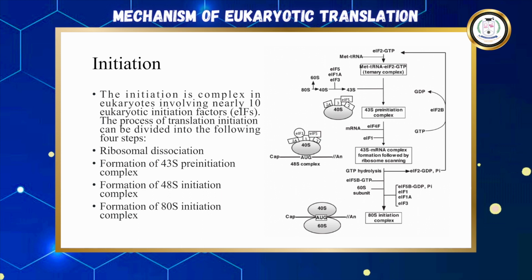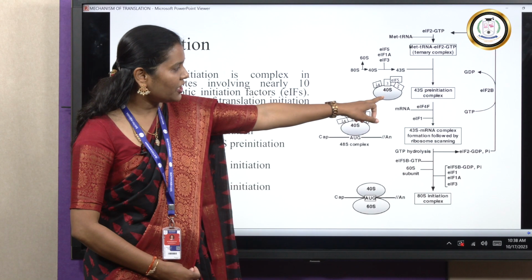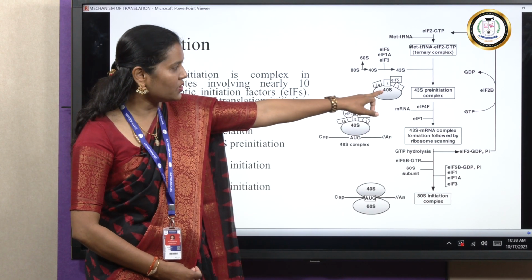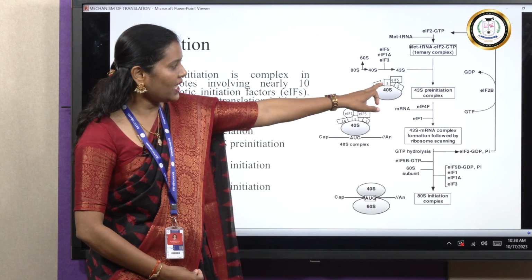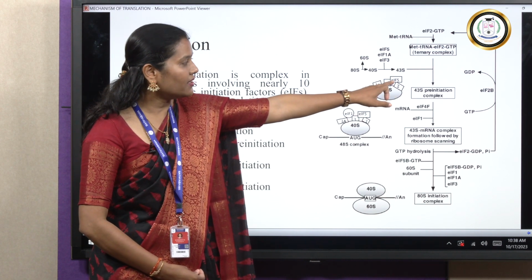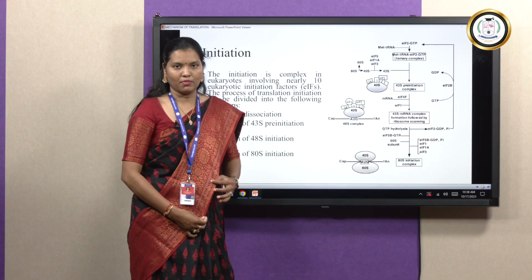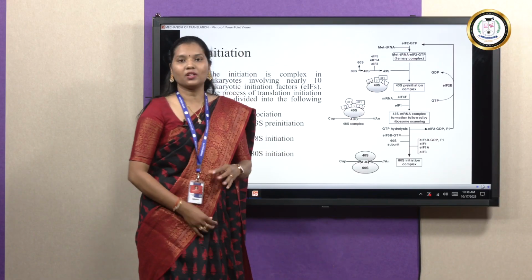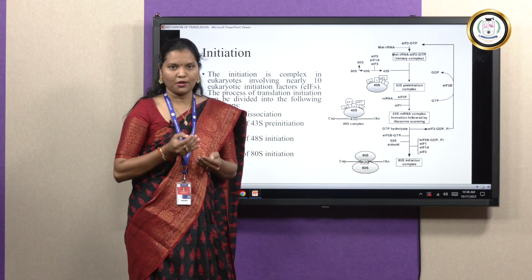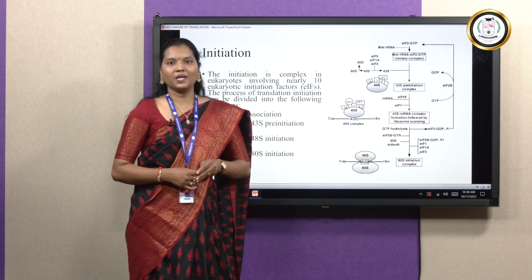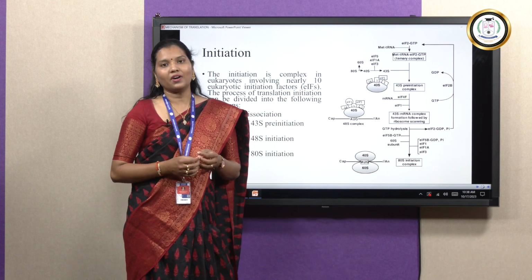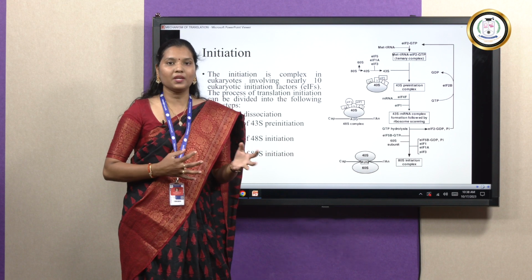You can see the 43S pre-initiation complex here, where you have the 40S smaller subunit to which the initiation factors 1A, 3, 2 and the initiation factor 5 are also bound, and this entire complex is called the 43S pre-initiation complex. To the 43S pre-initiation complex, we have our mRNA which is ready to be bound.